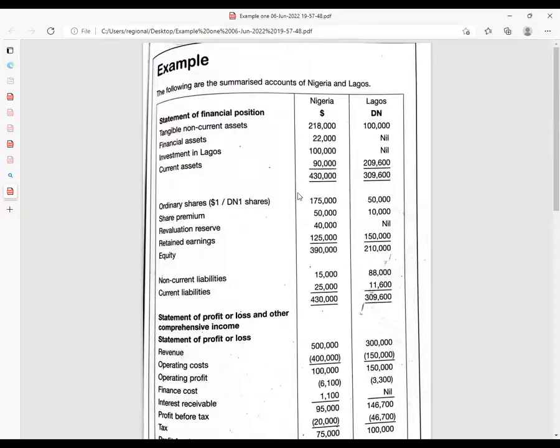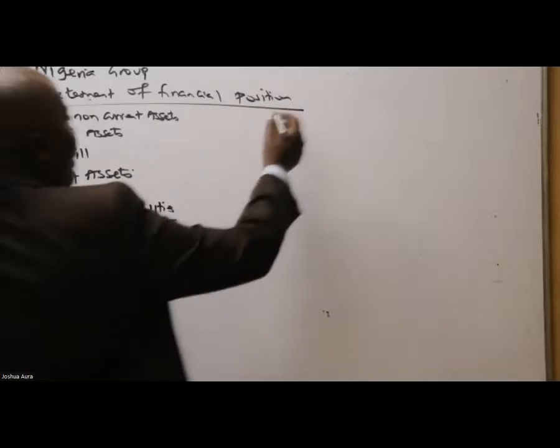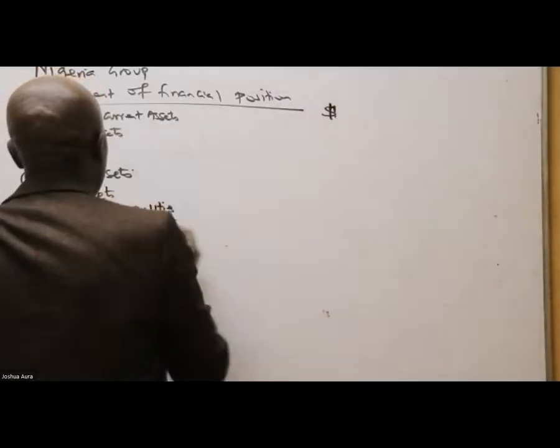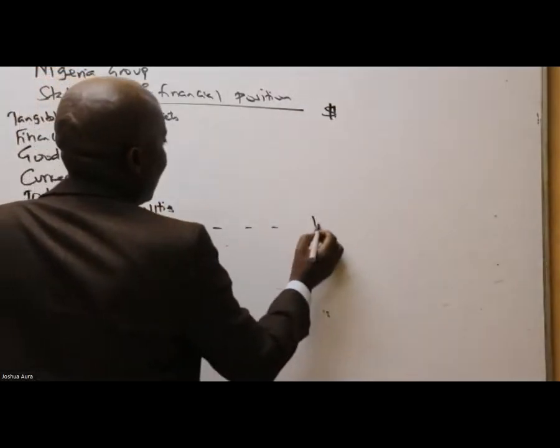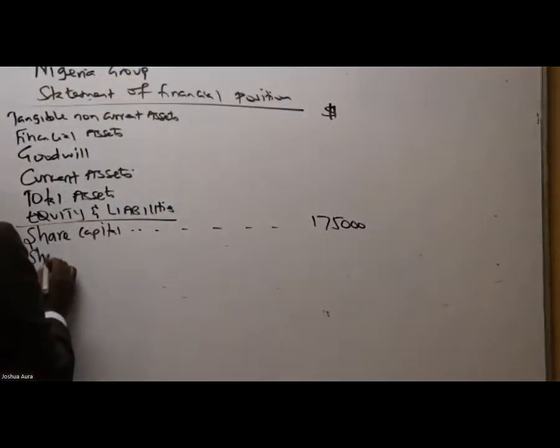So thank you very much. For share capital, you always pick the one of the parent. You ignore the one of the subsidiary. So for share capital, I'll simply come and pick 175,000. The same case applies to share premium, free marks really.